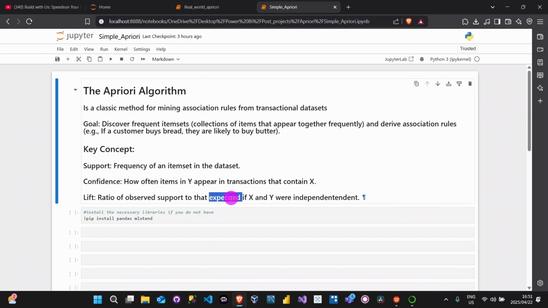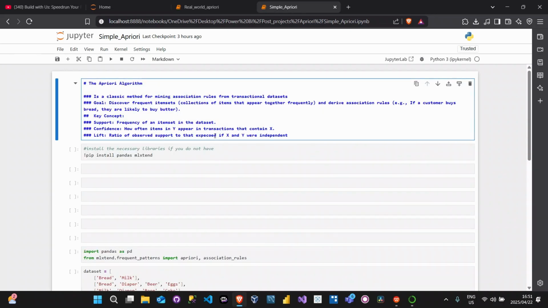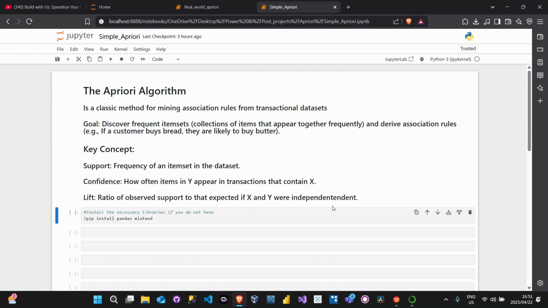Let me just quickly correct this. It's expected if Y and X were independent, actually.